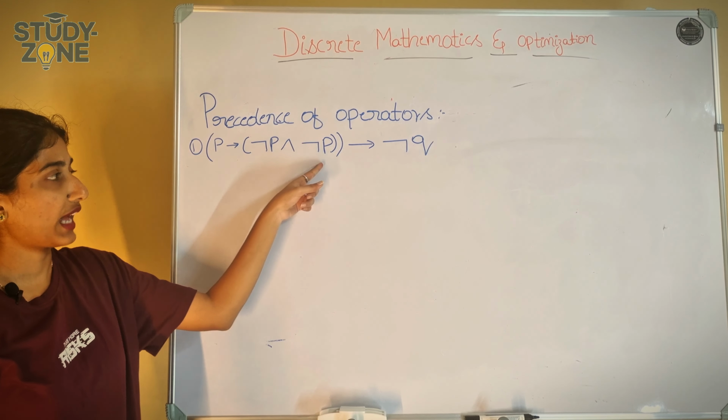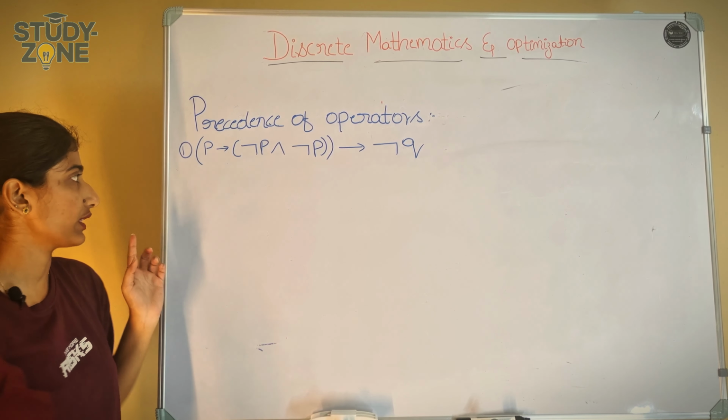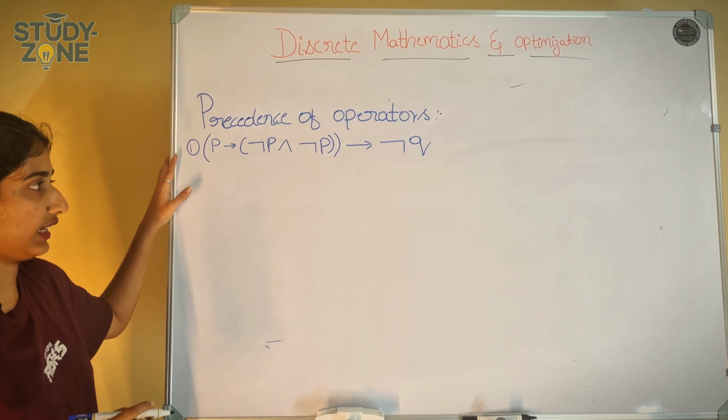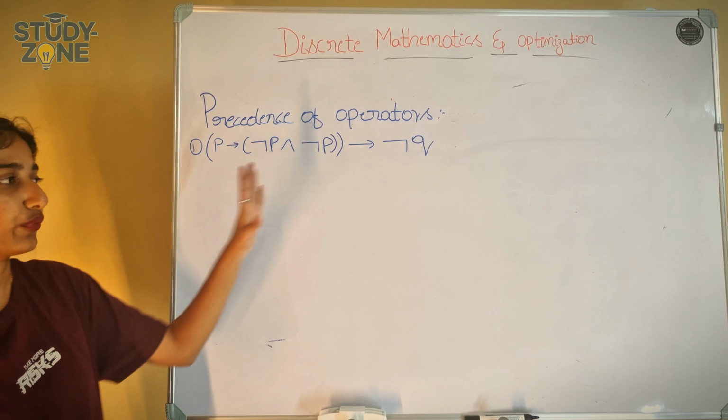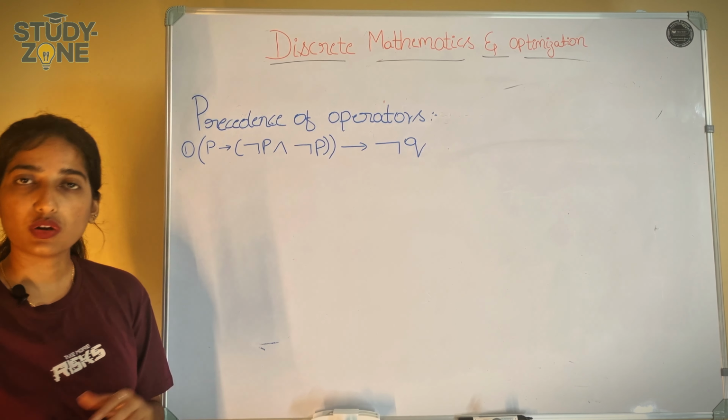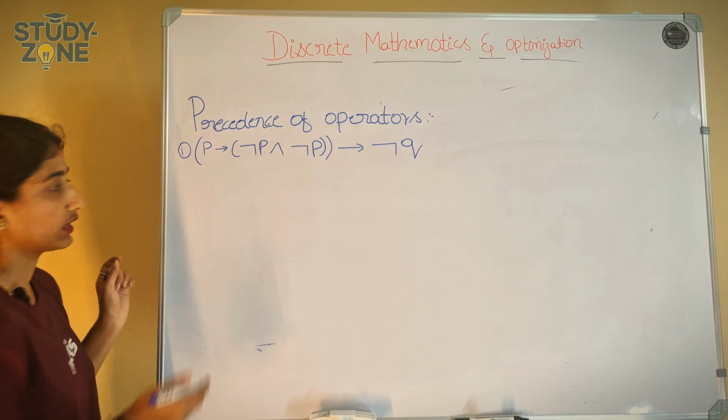So if there is a bracket, then we have to evaluate it first. For this we have to write the truth table, and then we have to find whether the final truth value is a tautology, contradiction or contingency. So let us solve this.